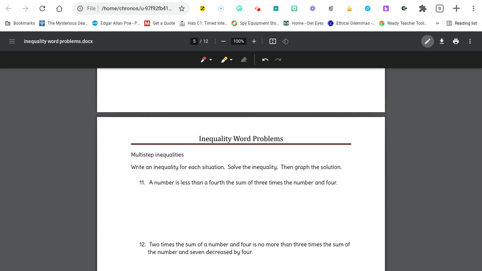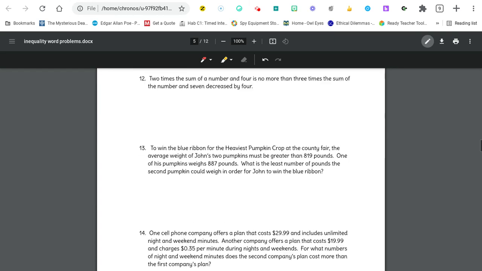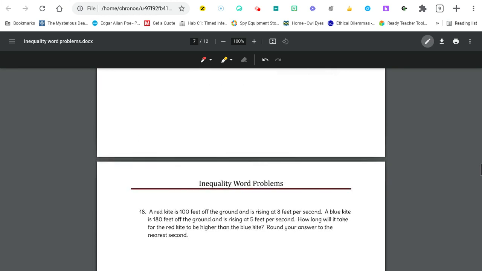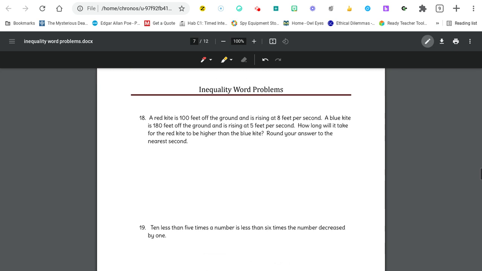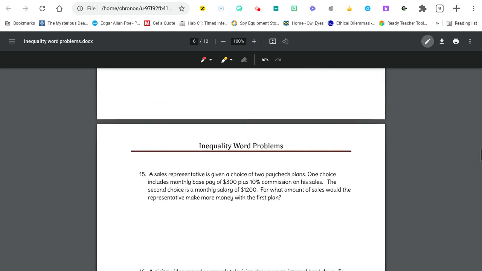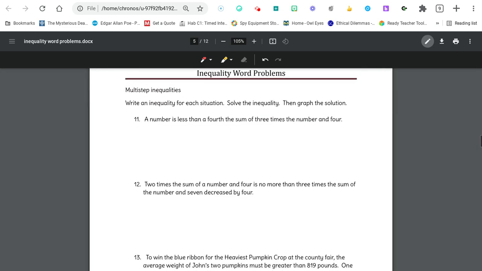All right, today we're going to discuss multi-step inequality word problems. I'm going to do some of these, and then the rest I'm going to assign for homework for you, okay? So you have 11 through 20 are your multi-steps. So some of these will be homework problems. So let's just go ahead and get started.